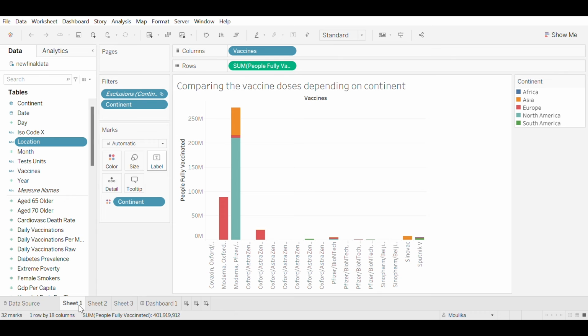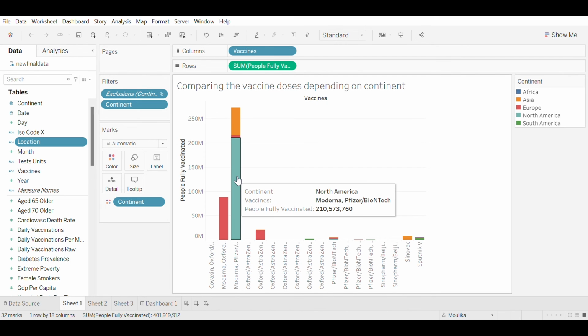Hi, myself Molika. I have done visualization in Tableau by using the COVID dataset. Here is the first one, which is comparing the vaccine doses depending on the continent. Here I have taken the people who are fully vaccinated on the y-axis and the name of the vaccine on the x-axis. Here I have shown which vaccine is used in which continent and the count of the people who are fully vaccinated with this vaccine.